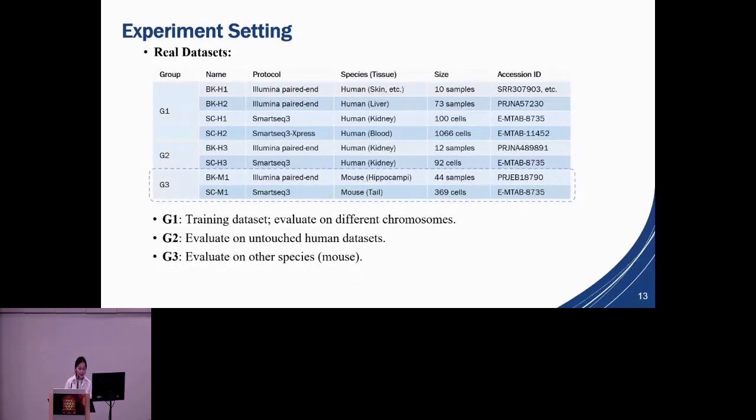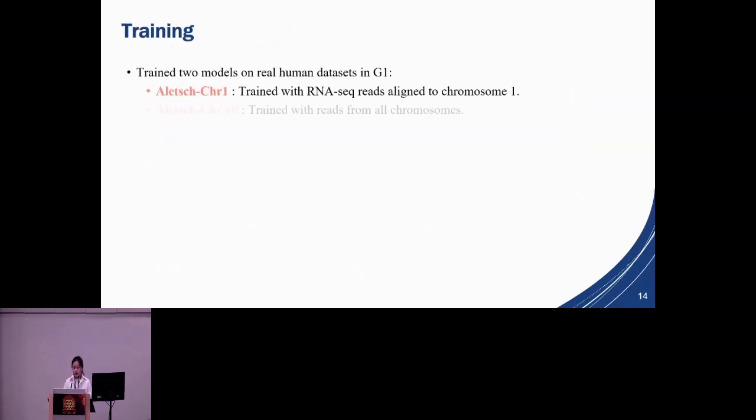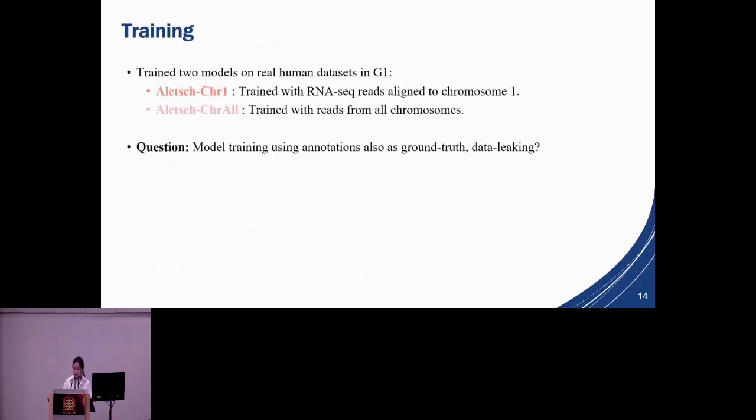In our detailed training procedure, we trained 2 models on the real human dataset in group 1, Aletsch-CHROM1 and Aletsch-CHROM-all. Aletsch-CHROM1 is trained with RNA-seq reads aligned to chromosome 1, and Aletsch-CHROM-all is trained with reads from all chromosomes in this group.